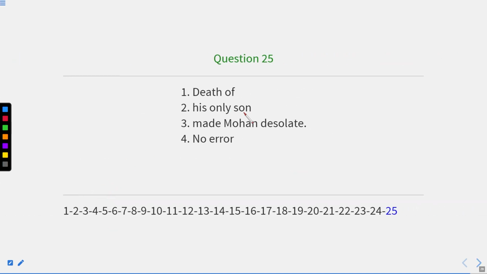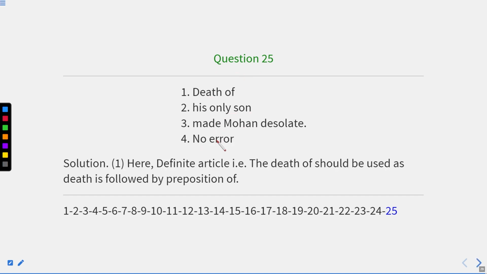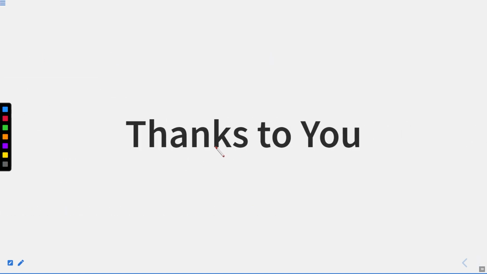Now the fourth one: death of his only son made Mohan desolate. So death means we are talking about the death of his only son. It means we are relating this death to this person. So before any abstract noun which has been made particular, we need to use the before. So here the correct answer will be, the death of his son should be used, with death followed by the preposition of.